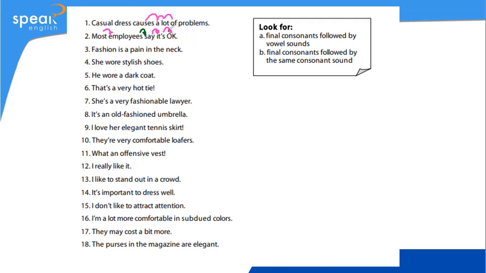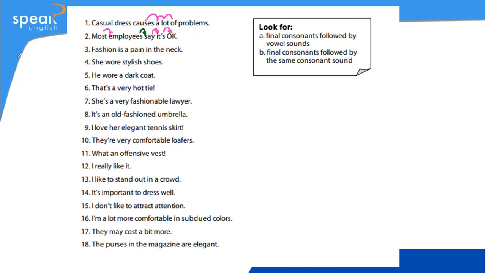Say it. Okay. How do we pronounce number two? Can you tell me? It's like one single word, right? It sounds like most of, it. Yeah. Most employees say it's okay. Great, very good. One more time. Most employees say it's okay. Great, very good, very good.